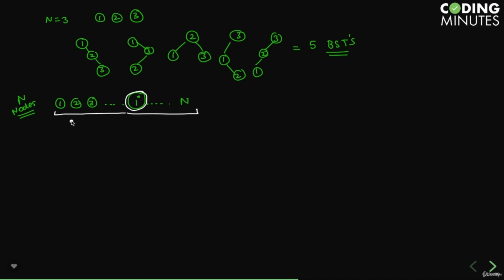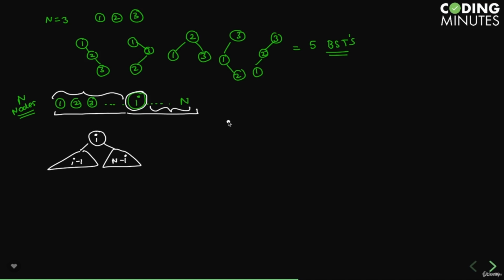Now what will happen if you put the ith node as a root node, and since it is a binary search tree, then all the nodes which are to the left will be a part of the left subtree. So in the left subtree we can have i minus 1 nodes, and all the nodes which are here will be a part of the right subtree. So in the right subtree we will have n minus i nodes.